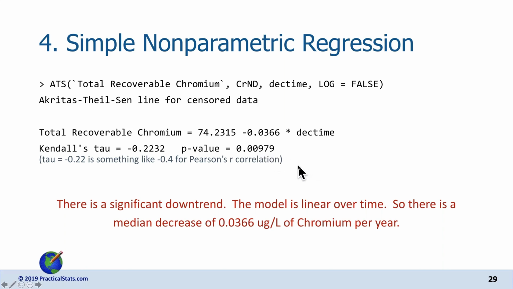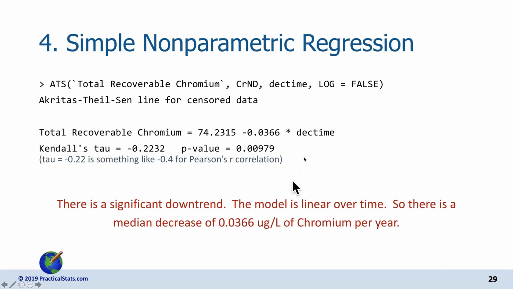So that's the ATS approach. There's no substitution. It's just looking at the ranks of the data that are less than 1, a 0.05, or even a 0.5. All of those are tied with each other when Kendall's-Tau is computed.